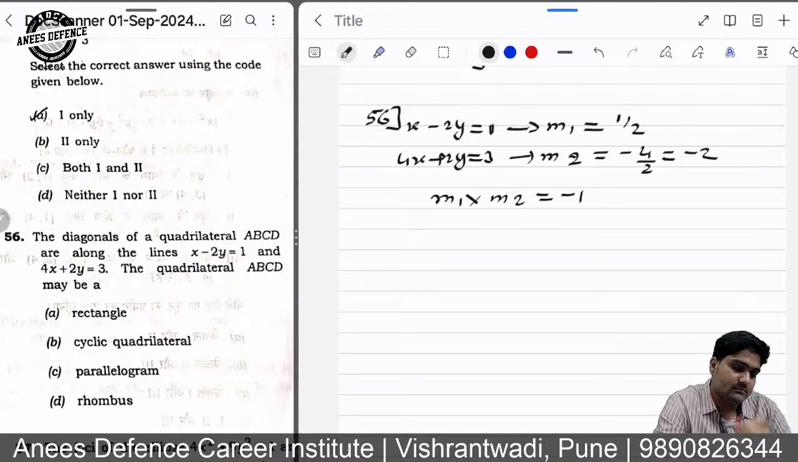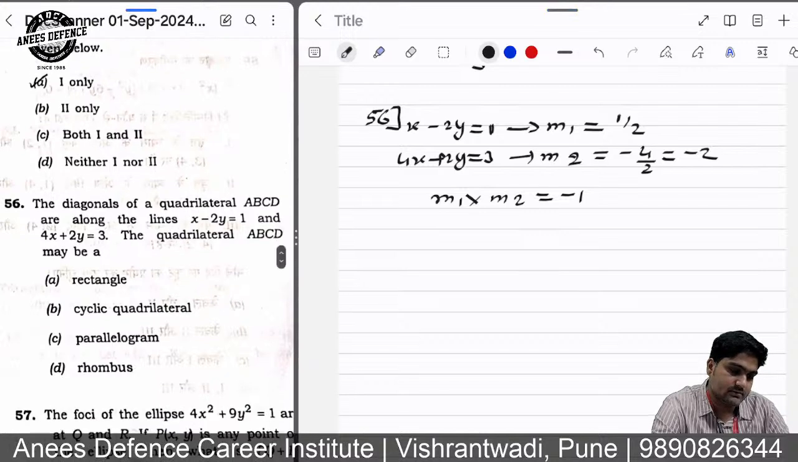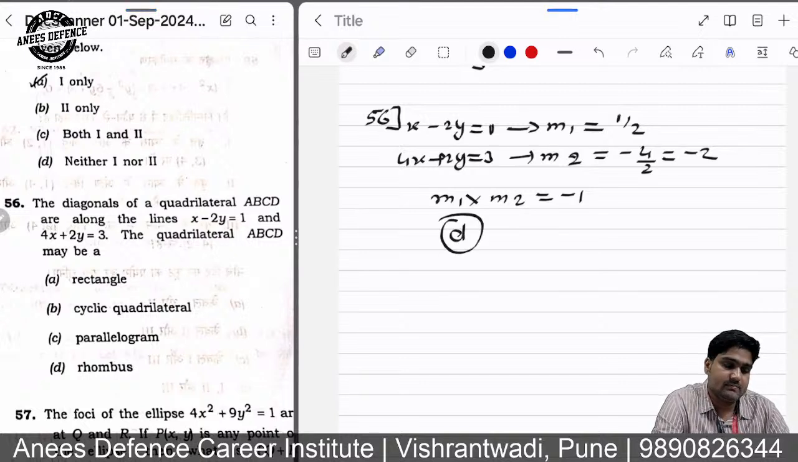That means the diagonals are perpendicular. So there are two options here: a rectangle and a rhombus, and these two have perpendicular diagonals. Sorry, not a rectangle, it's a rhombus. Rhombus with perpendicular diagonals. Option D is the correct answer for this one.